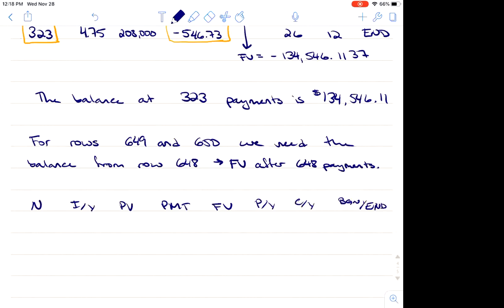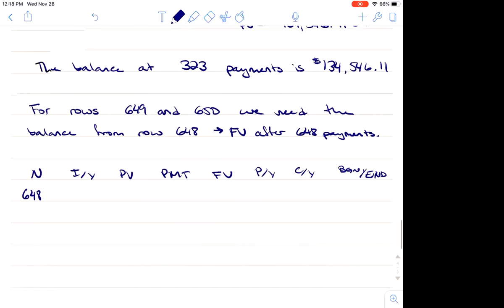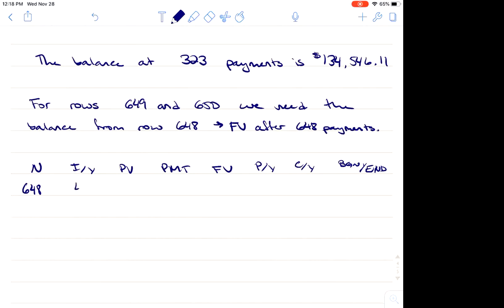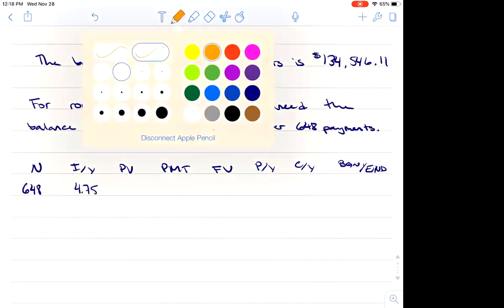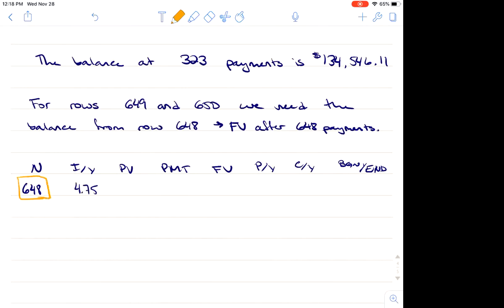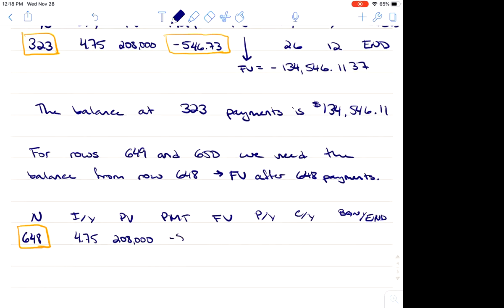So N, we want the future value at 648 payments. So 648. The interest per year doesn't change, 4.75. I'll just highlight that this is the one that's changed. The present value is still 208,000. Your payment hasn't changed from your previous calculation, it's negative 546.73. Your future value is the one you want to find. You've got 26 payments per year and 12 compoundings per year, and you're at the end.